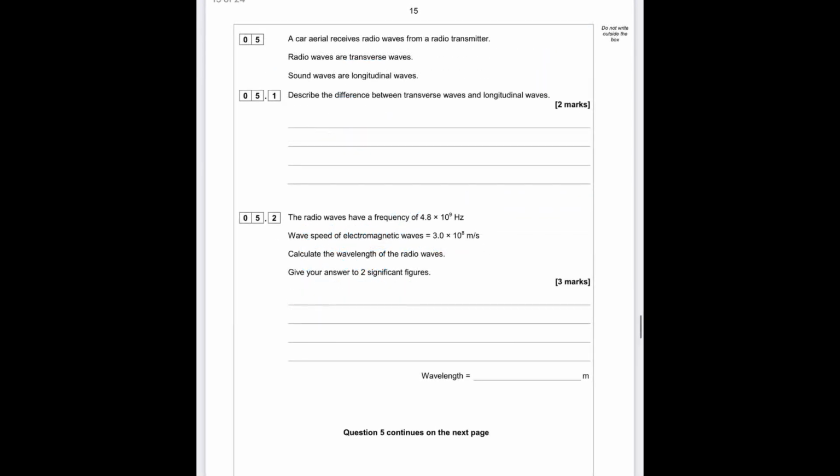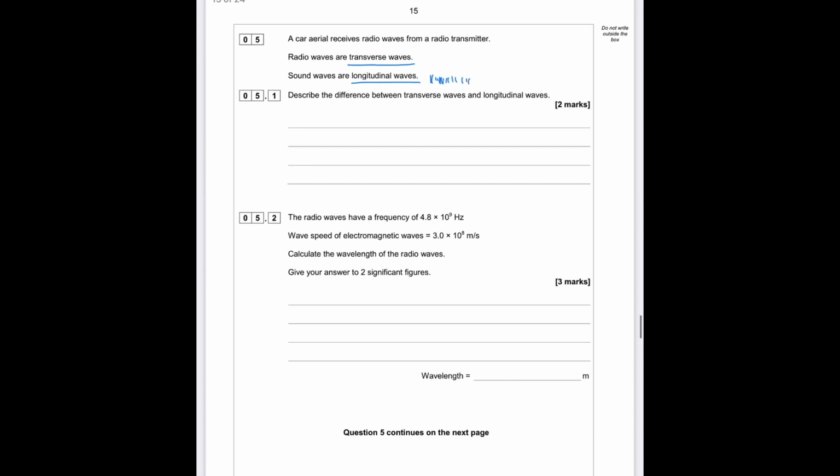So in this part of the question, we're told that a car aerial receives radio waves from a radio transmitter. Radio waves are transverse waves. Sound waves are longitudinal waves. Describe the difference between transverse waves and longitudinal waves. So we've got to talk about the vibrations compared to the direction of energy transfer. So for longitudinal waves, the vibrations are parallel to the direction of energy transfer. So that's for longitudinal waves.